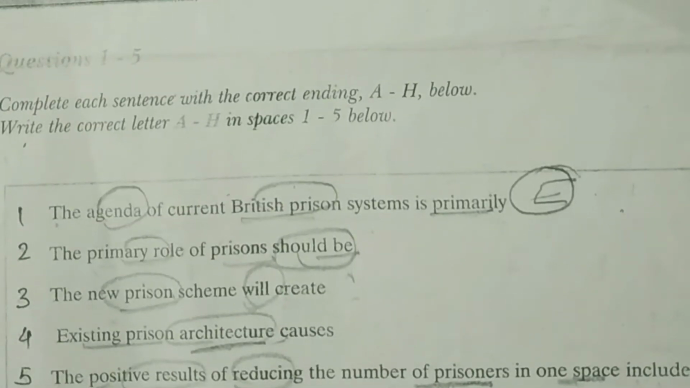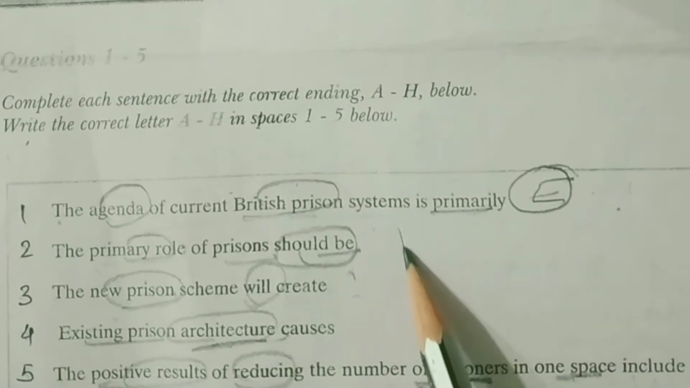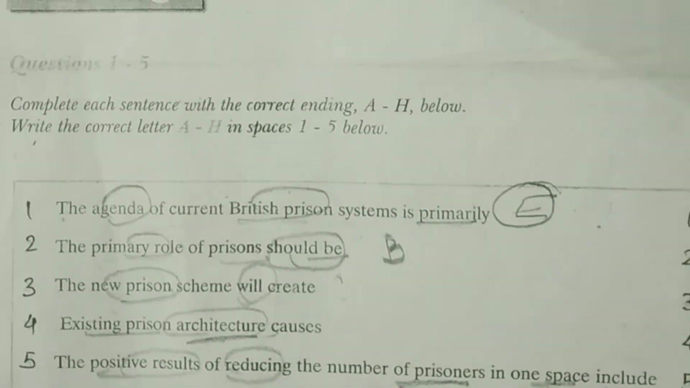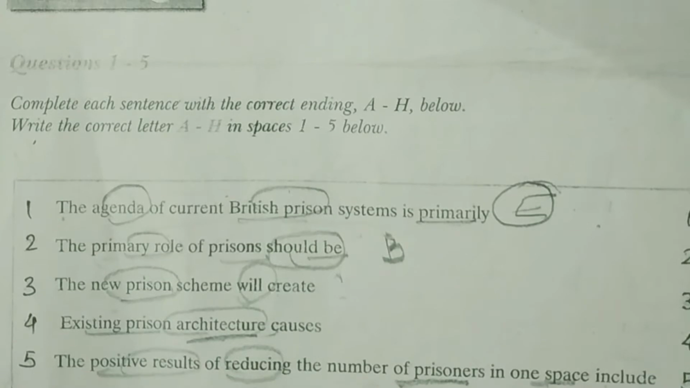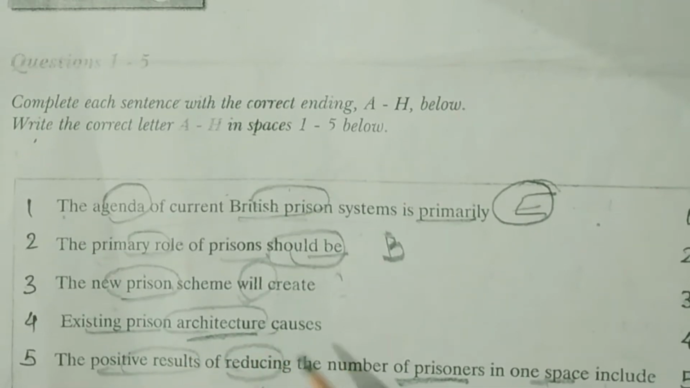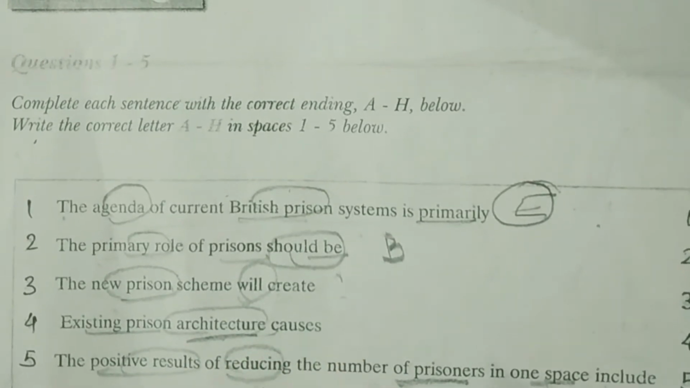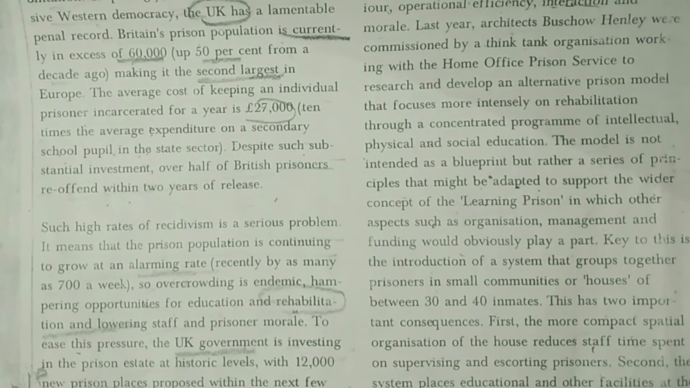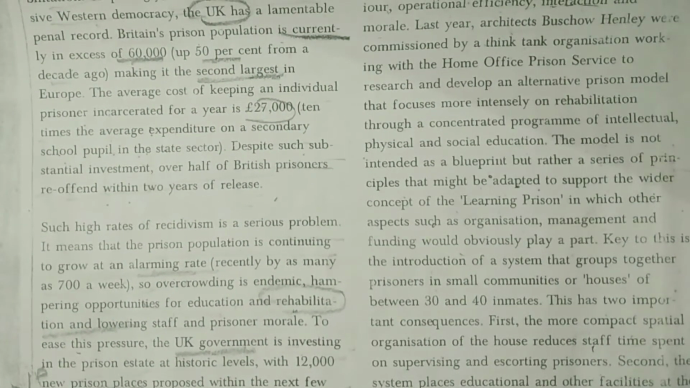So without any hesitation, let's write down over here B. Now before going to the passage, let's have a glance at questions 3 and 4. The new prison scheme will create existing prison architecture causes. Okay, now let's go to the passage. We'll find out the new prison scheme will create an existing prison architecture.